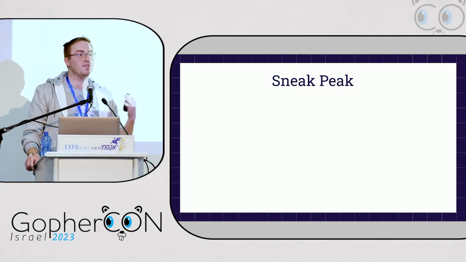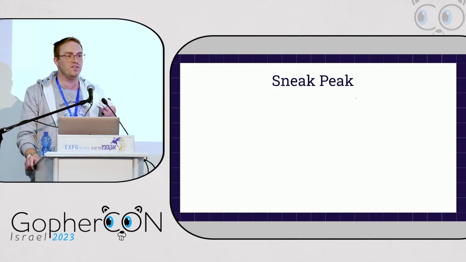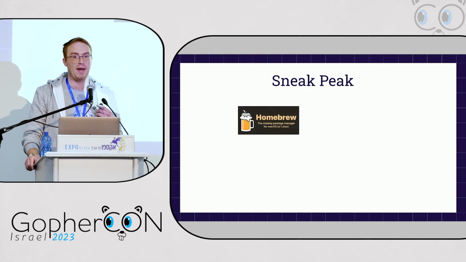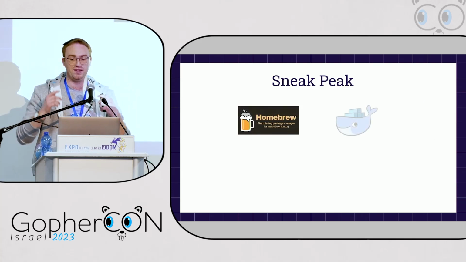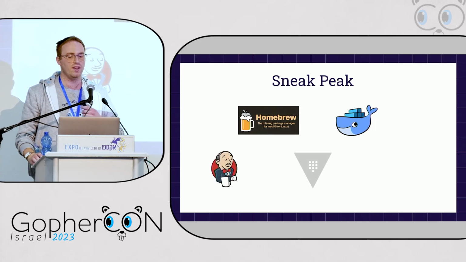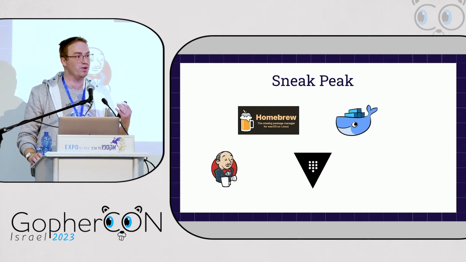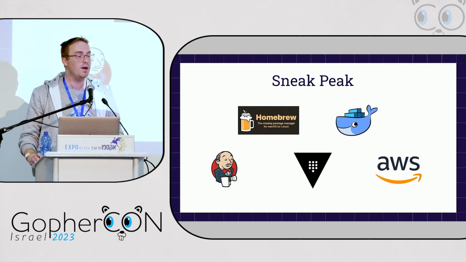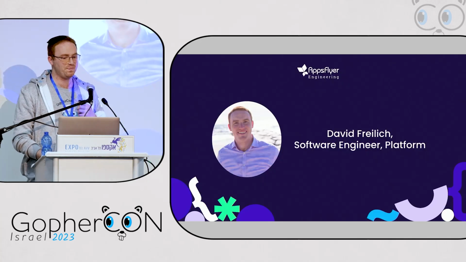So just to give a bit of a sneak peek, over the course of the past year and a half or so, at AppsFlyer, we've used this methodology to do a whole bunch of things, whether that was building a package manager. We standardized container builds. We fixed Jenkins configurations. We stopped people from overloading our Vault server. And we also manage our AWS access all through this same framework. But that's getting a bit ahead of myself.